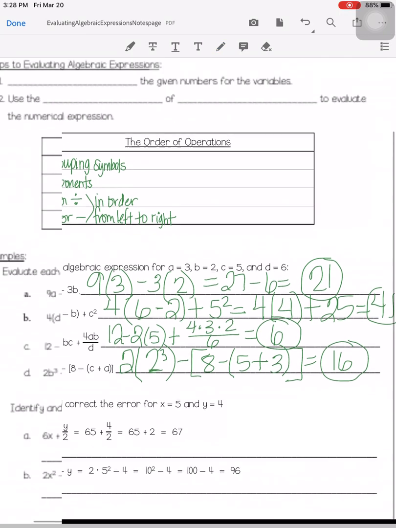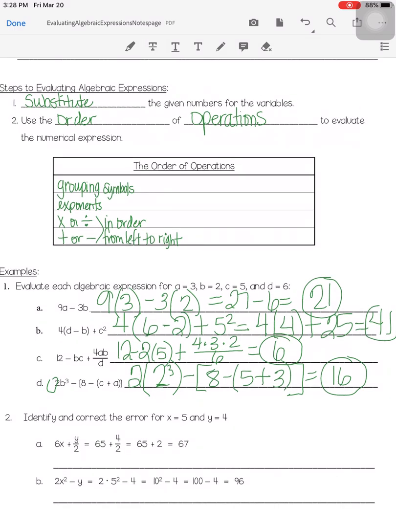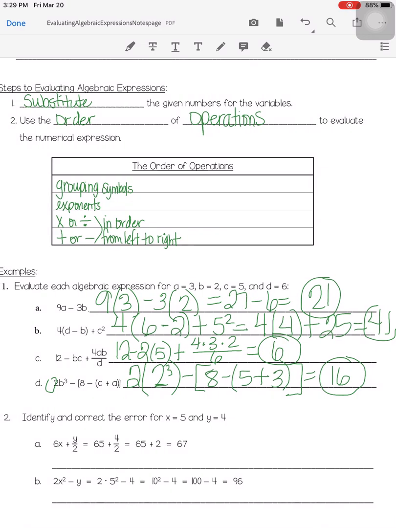Now let's look at these 2 examples at the bottom. They want you to identify and correct the error. So find the error. Looking at this problem, they said that x equals 5 and y equals 4. Let's look at what they wrote. Here we have 6 times x plus y divided by 2. They substituted the number for the letter here, and they ended up with the answer of 67, which is not correct.